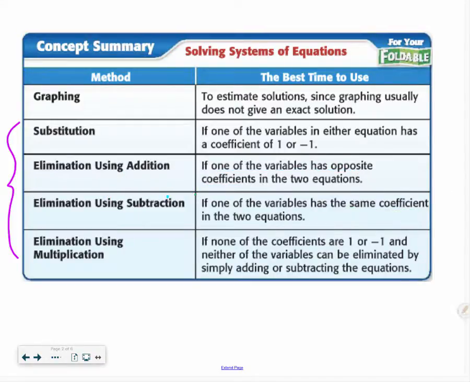When do you use multiplication? This occurs when none of the coefficients are 1 or negative 1, and none of the coefficients match. Okay, so if I had 3x plus 4y equals 9, and 7x minus 2y equals 11, I have a 3, a 4, a 7, a 2. None of those are the same. So that means that this is where I would have to multiply by something in order to get an identical coefficient that would cancel. Okay?